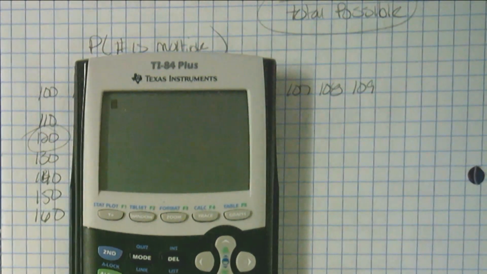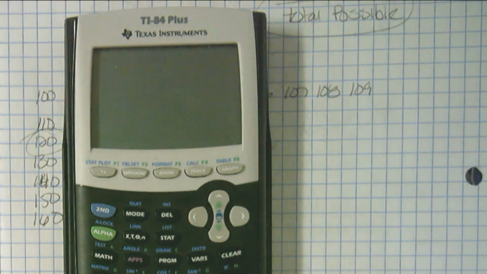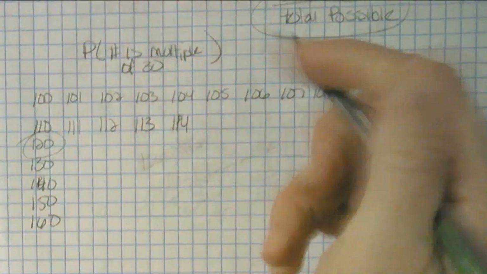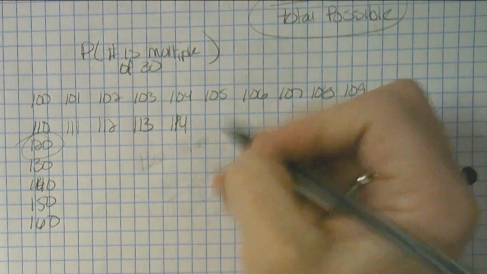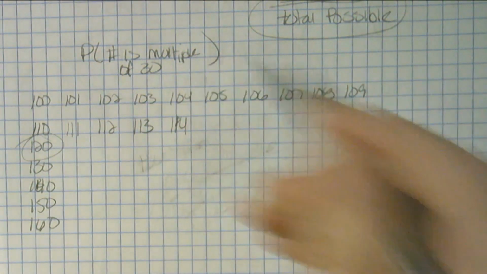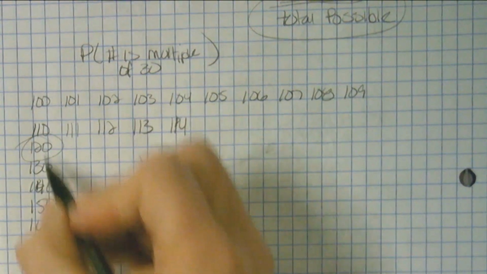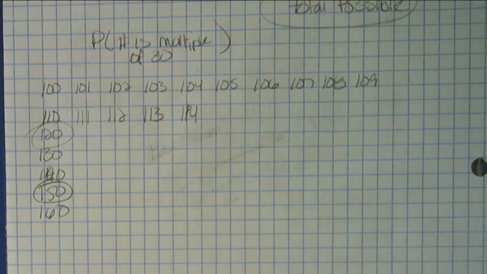So I'm thinking about my numbers that are divisible by 3, because that's going to help me. So 150 divided by 30, that's going to give me a 5. So 150, I'm set. It has to end in a 0. So 150 is going to be divisible. 120. What's my next one that's going to be divisible by 30?